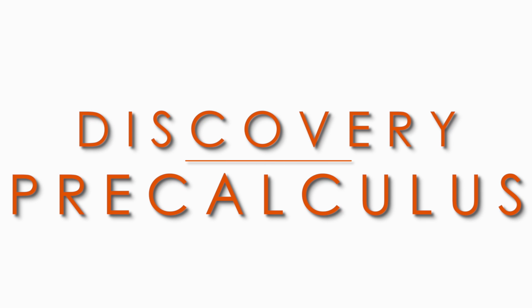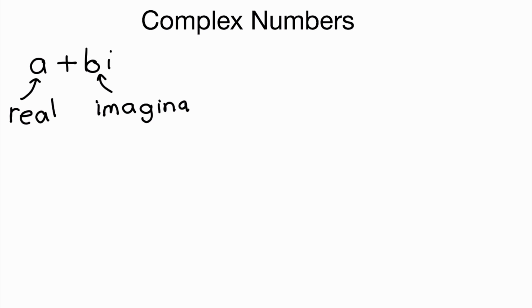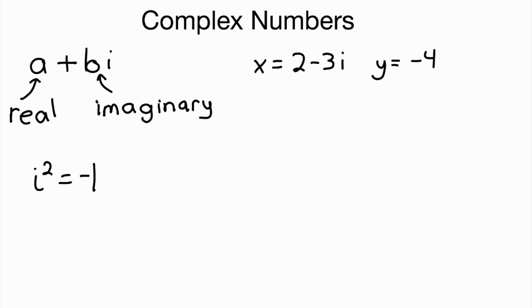In this video, I'm going to review arithmetic with complex numbers and also some graphing properties. First, let's understand what a complex number is. A complex number has a real and imaginary part. The i is defined as i squared equals -1, so we're going to look at two numbers, x equals 2 minus 3i and y equals -4 plus 2i.